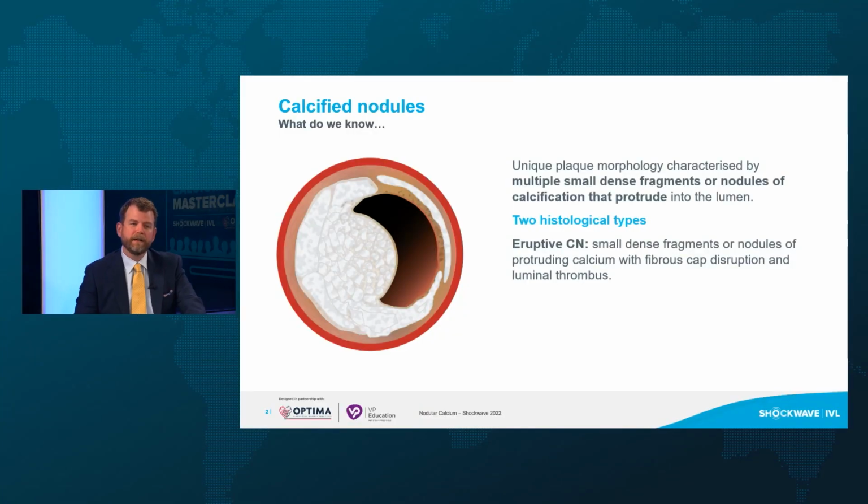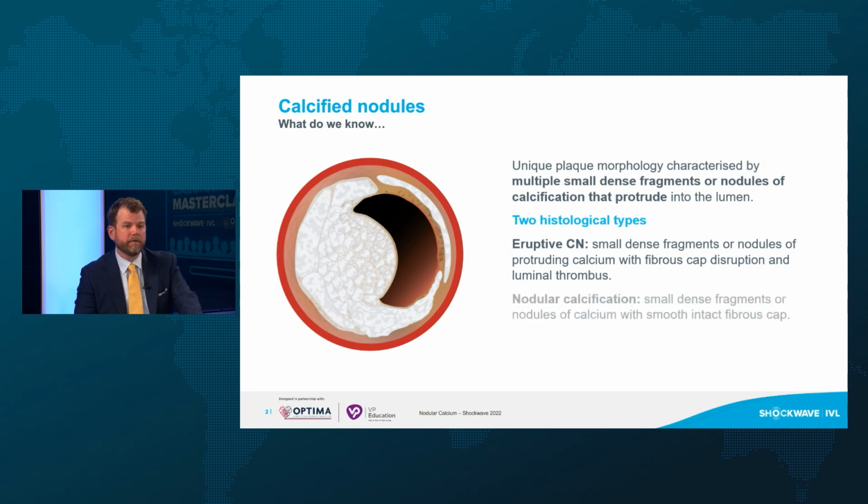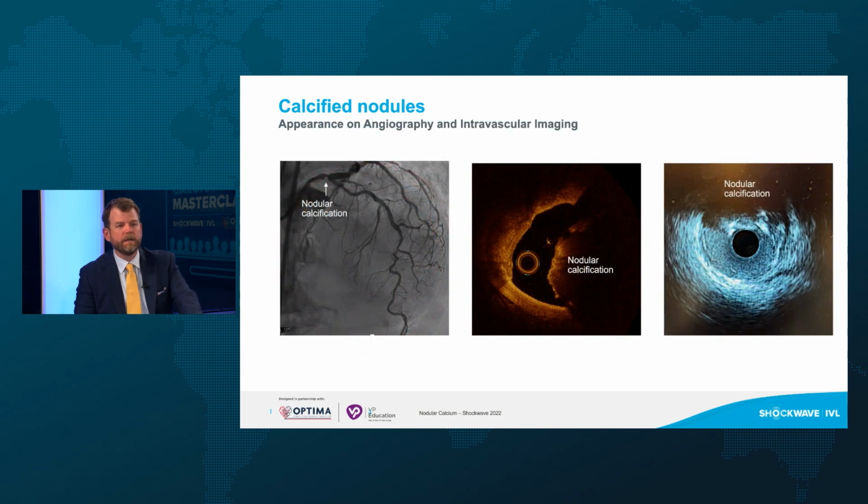There are these two unique histological types. One is the eruptive type, where there's small, dense fragments or nodules that protrude with a fibrous cap that's got a disruption that can have associated thrombus with it. The other is a more nodular type, where you have a smooth, intact fibrous cap. That distinction is going to be important when we talk about how they can contribute to ACS later in the talk. This is what we look for when we talk about nodular calcium.